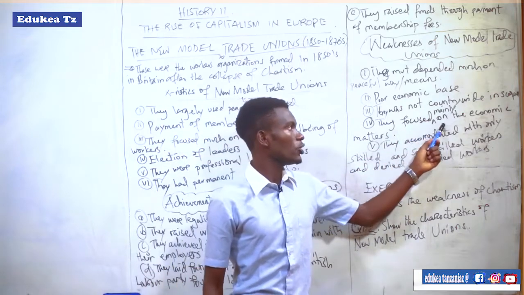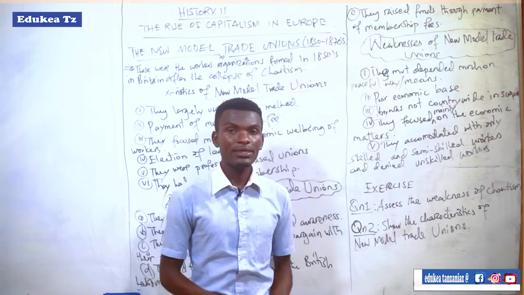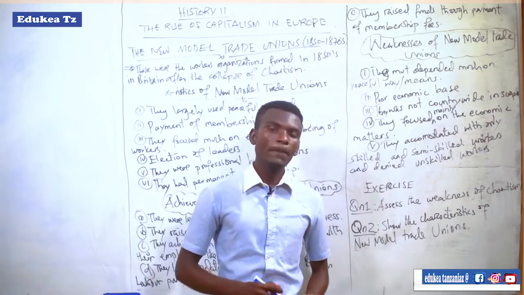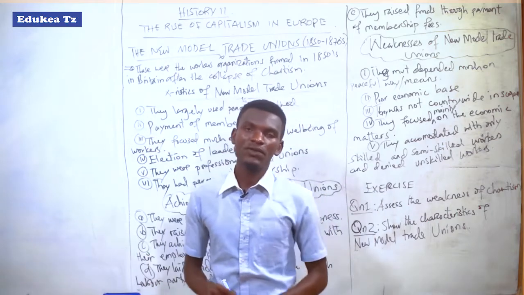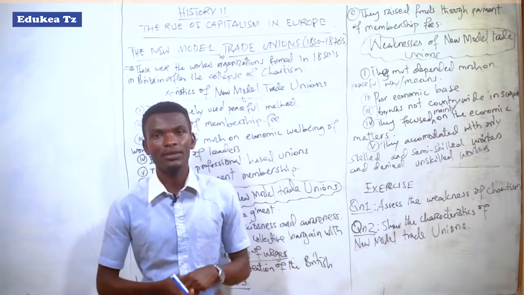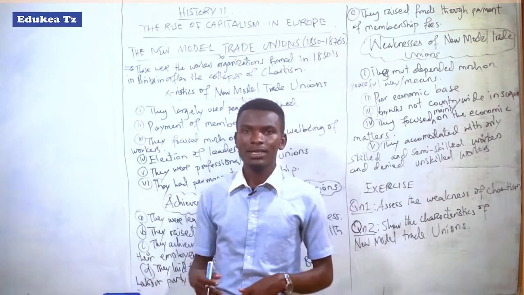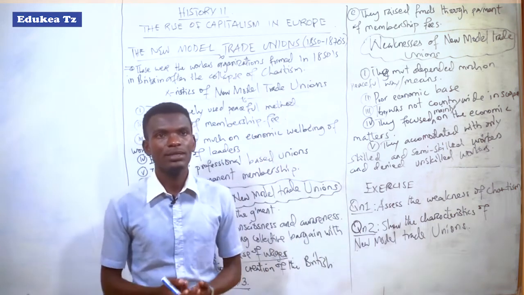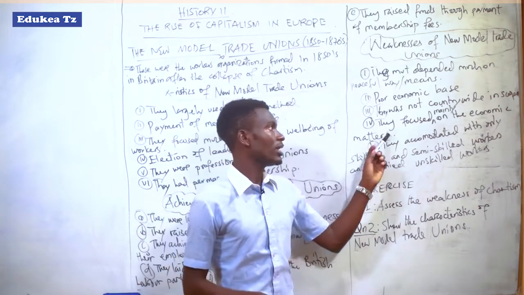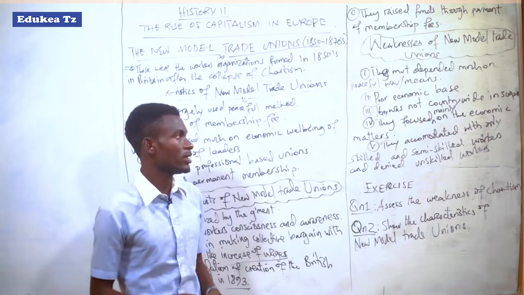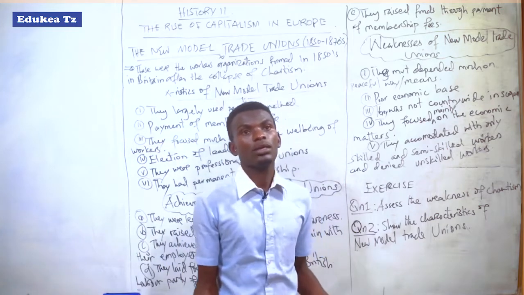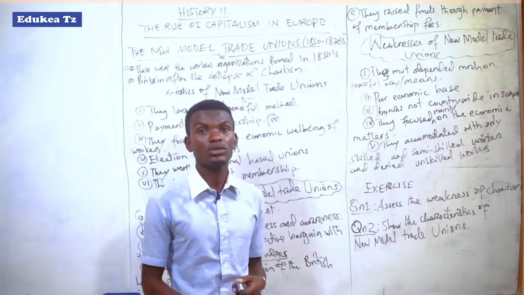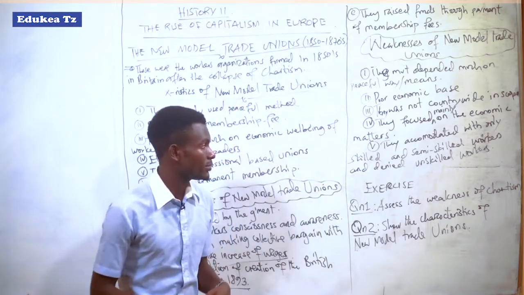Another weakness was that they focused mainly on economic matters. It means that the new model trade unions, which emerged in the 1850s, mainly focused on demanding economic rights or matters, rather than other rights like social and political matters, as the prior working class movements did. So you can see they relied on a single matter, which is economic, increasing wages and improving living conditions. So other rights were not provided by their employers.